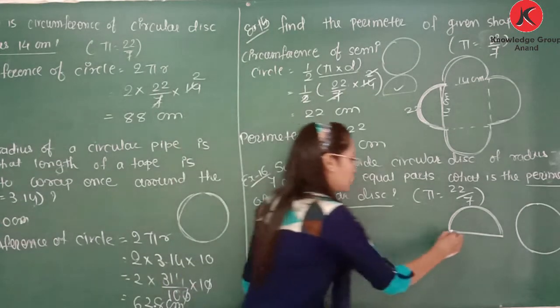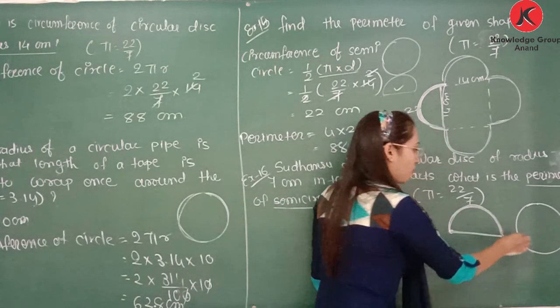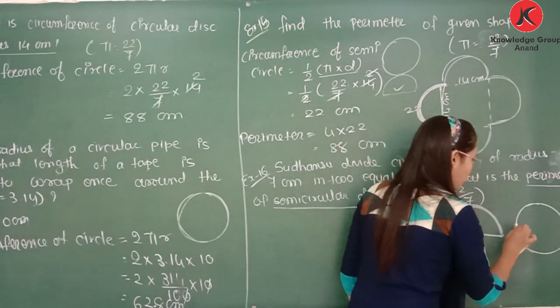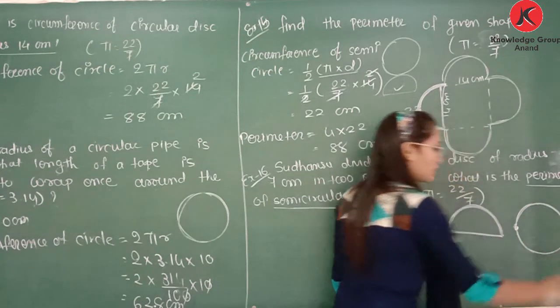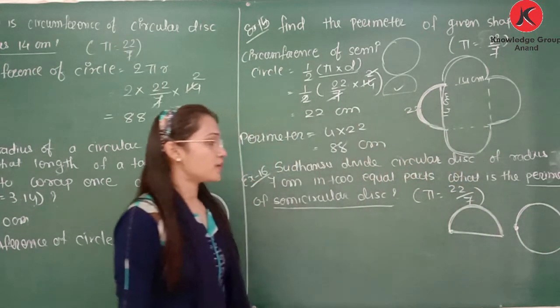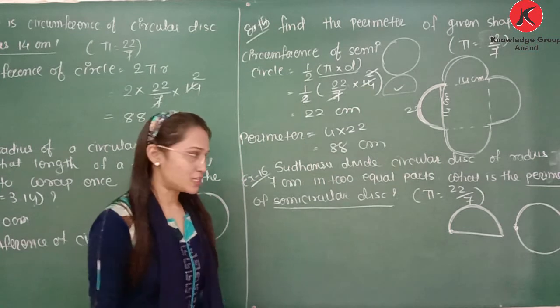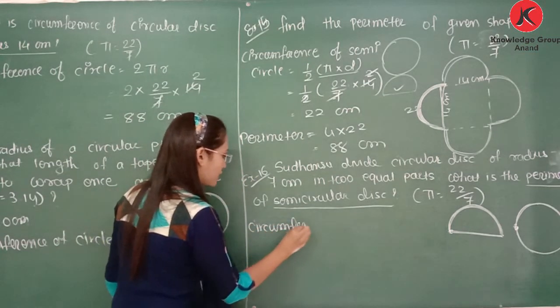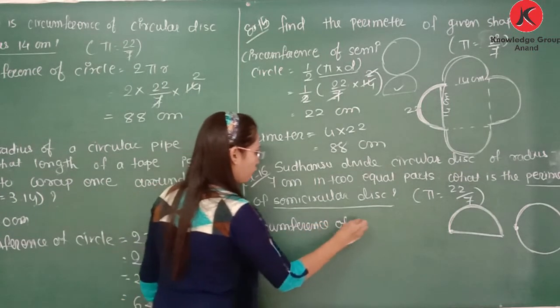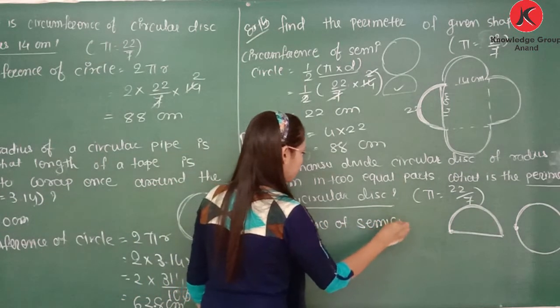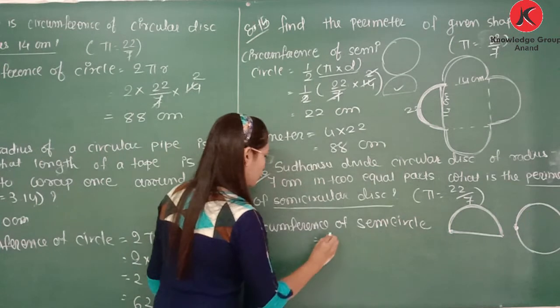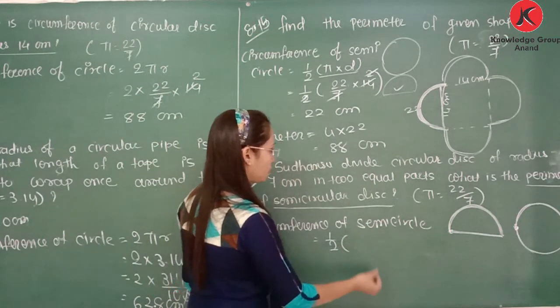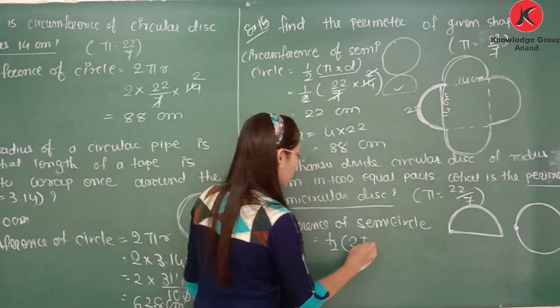Now this is the length of the half circle. If we take this point, then this is the circumference of the semicircle. That's why we can write the circumference of the semicircle is what? 1 by 2. So here radius is given, so it is 2 pi r.